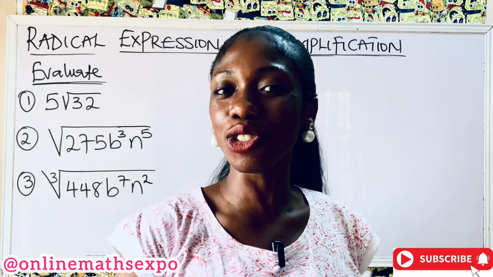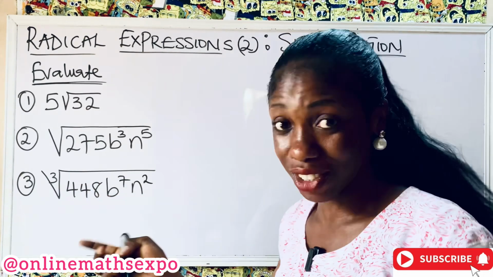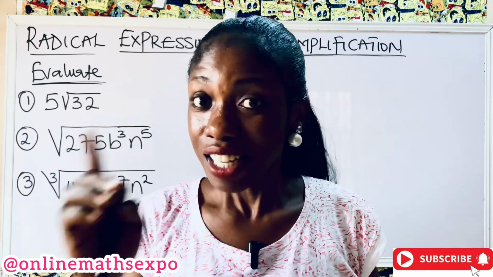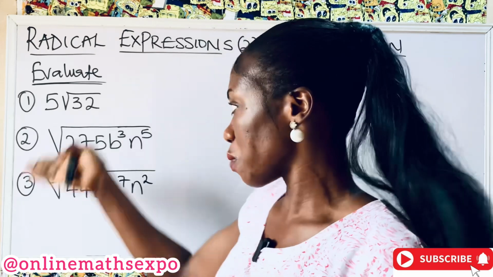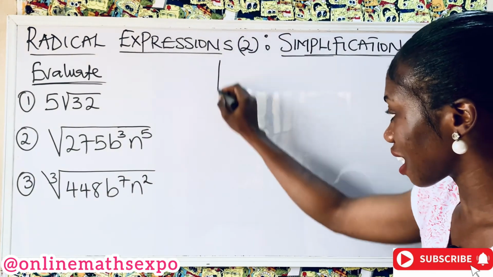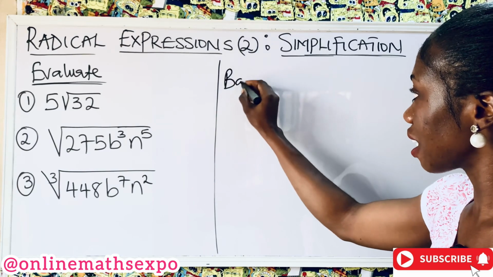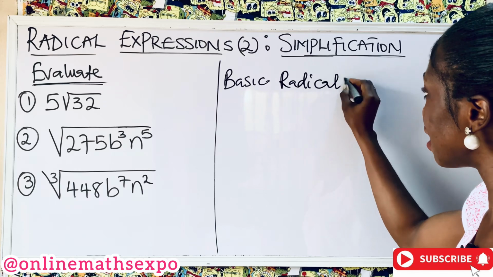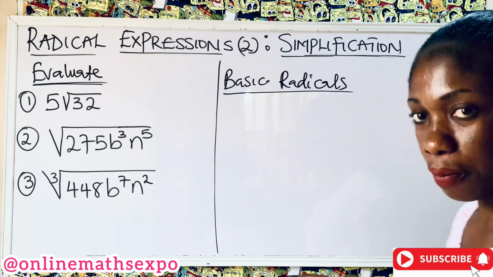Okay, now I'm going to show you how to simplify these radicals. It means that there are the basics. Let me show you the basics, then we now simplify. So when we have the basic radicals, those are the ones that are already in their simplest form.